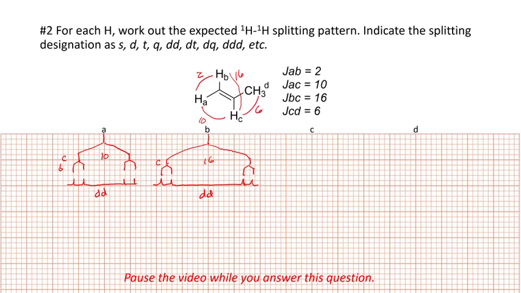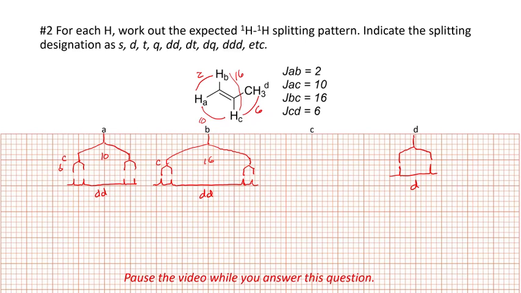And the decoupling is 6. Okay, so this is actually going to be pretty tricky. Actually, you know what I'm going to do? I'm going to come back to this one. I'm going to do D first because I think that's easier. D is only coupled to C, so that coupling is a 6 Hertz coupling. It's 3 this way, and our signal for D is a doublet.